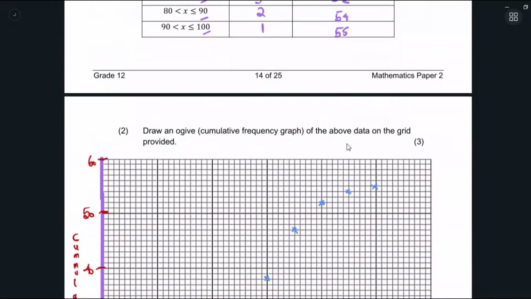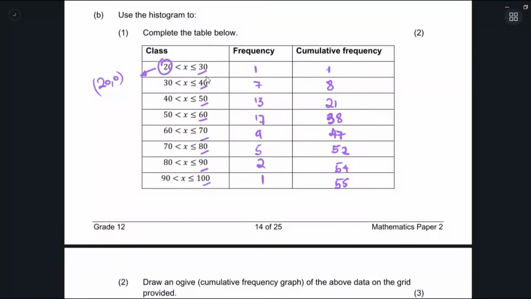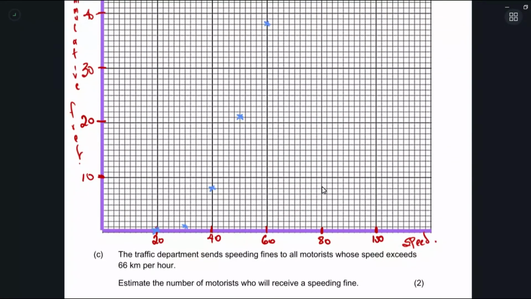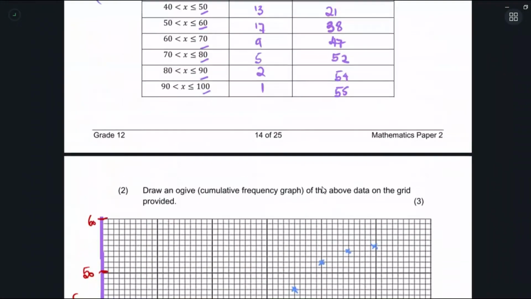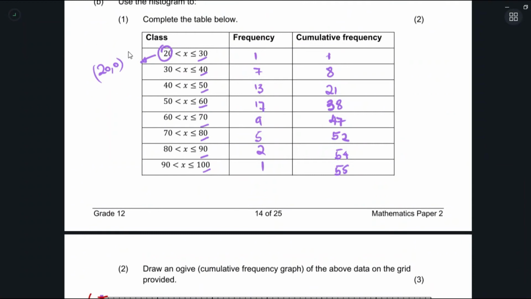All the points have been plotted in our graph. It all comes from this table. As I said, each of your upper limits with your cumulative frequency. All we just need to do is connect the points, right? And don't forget to always start from the first lower limit and start from the x-intercept, right? So it will be 20 and 0.